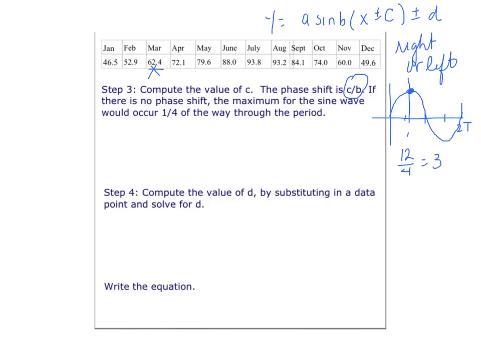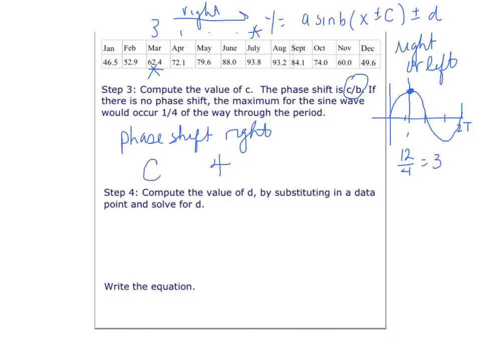It of course does not. March is 3, right? Instead, the highest temperature occurs in July, which is a phase shift to the right. How many places? So this goes right 1, 2, 3, 4 places. So this is going to be a phase shift to the right 4 places. So c would be equal to 4. And if I were writing it in the equation, remember that would be the opposite sign, so it would look like this.